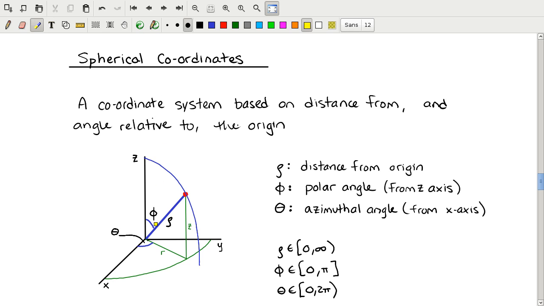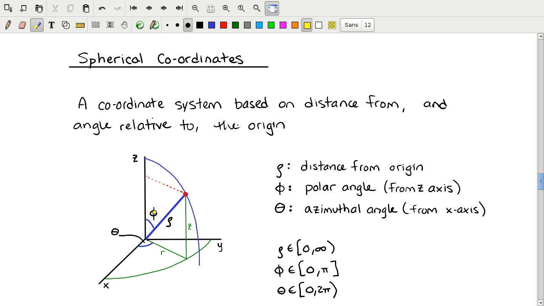For any given point in space, given by this red dot, the coordinate rho is the distance from the origin. This is not to be confused with the old cylindrical coordinate r, which is sketched there in a lighter pencil in green. r was the distance from the z-axis, so that would be this distance, r. Instead, rho is the distance from the origin, and we can see that those are different, and that's why it's given a different name. Then we have two angles associated with this coordinate system.